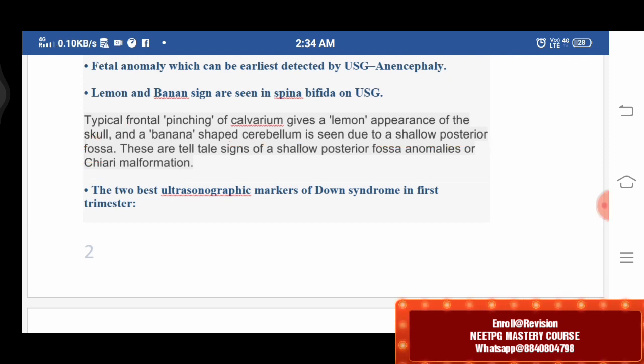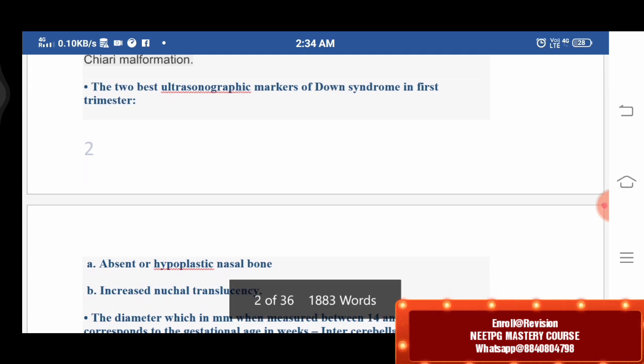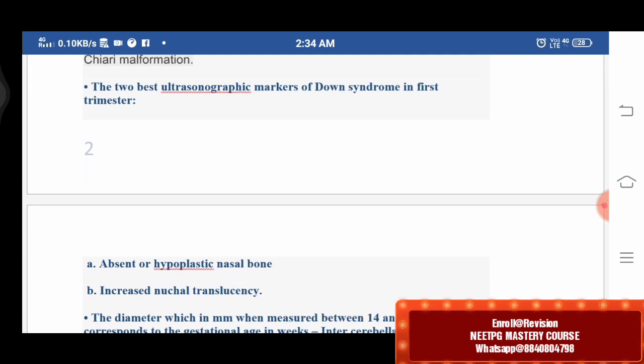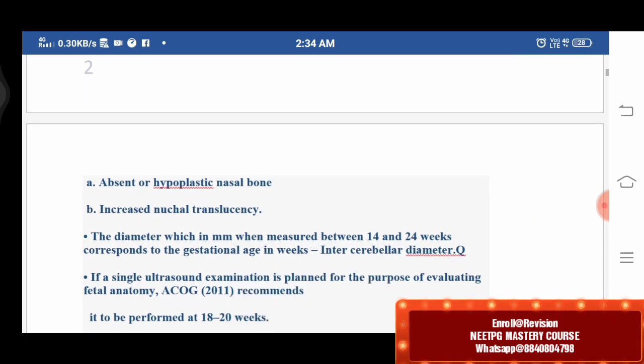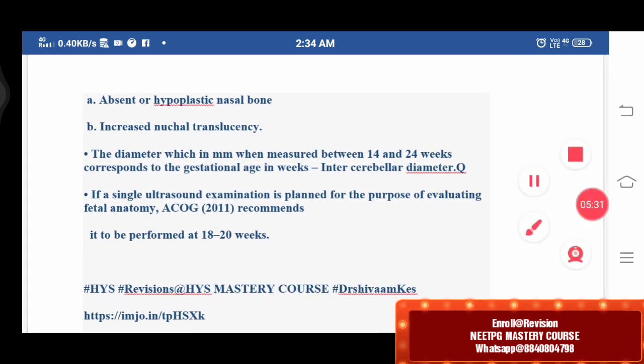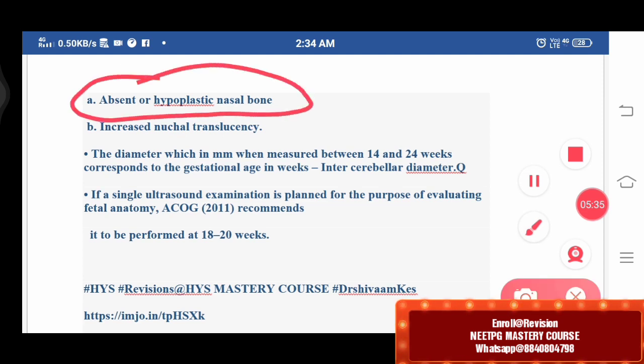Now moving to Down syndrome, which is another very important topic. The best two ultrasonographic markers of Down syndrome in first trimester: you already know increased nuchal translucency. Now what else? Absent or hypoplastic nasal bone.